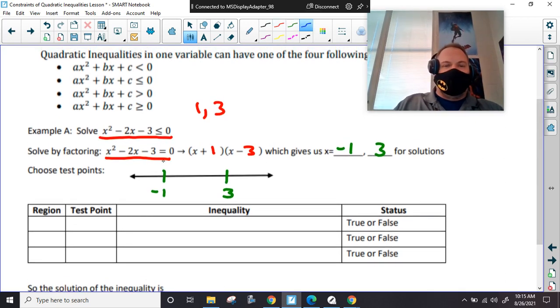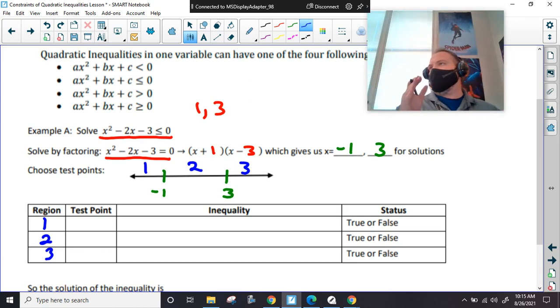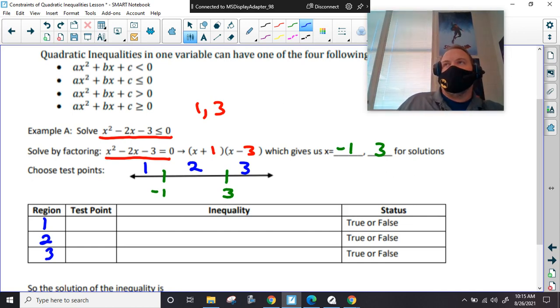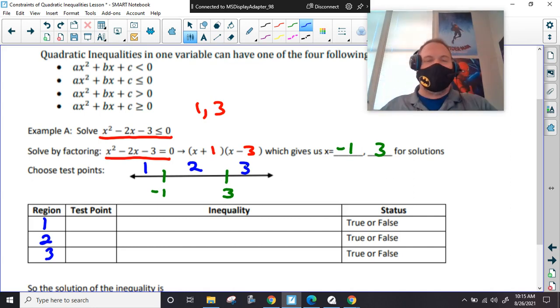Now, we are going to label this. This is going to be region. Wait, let's not use Roman numerals. Let's use region 1, region 2, region 3. Basically, we're breaking up that number line into 3 different parts. Okay. For those that were Hunger Games fans, you have District 1, District 2, District 3. Some people are like, what's Hunger Games? And just whatever.